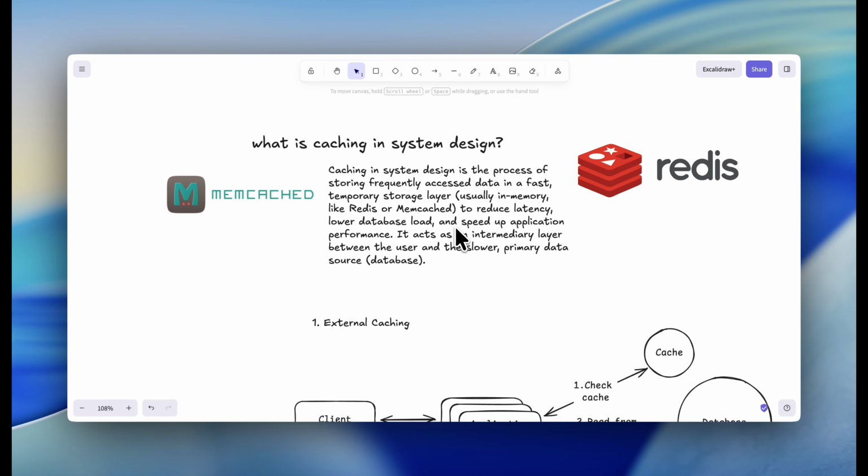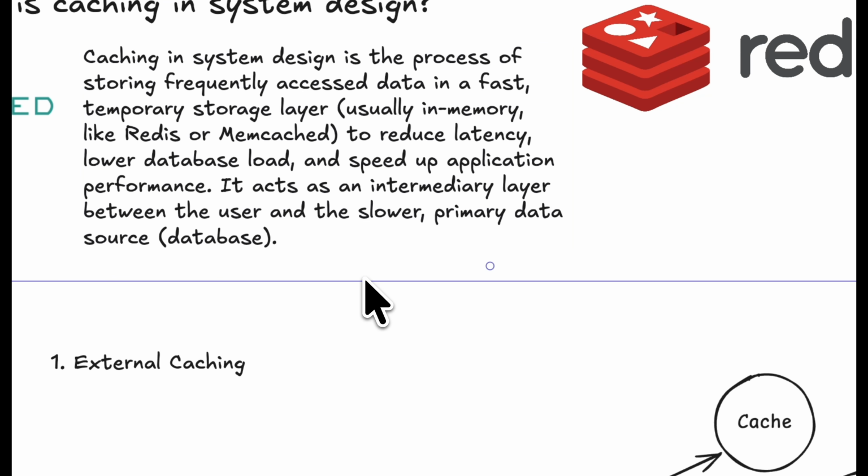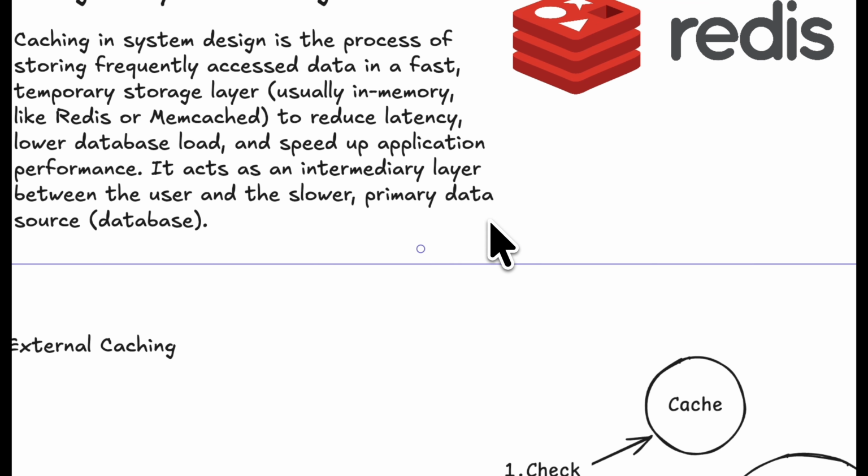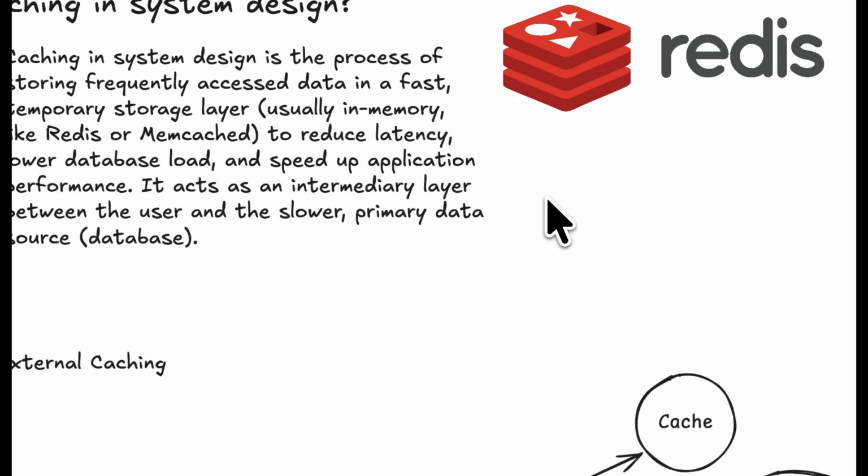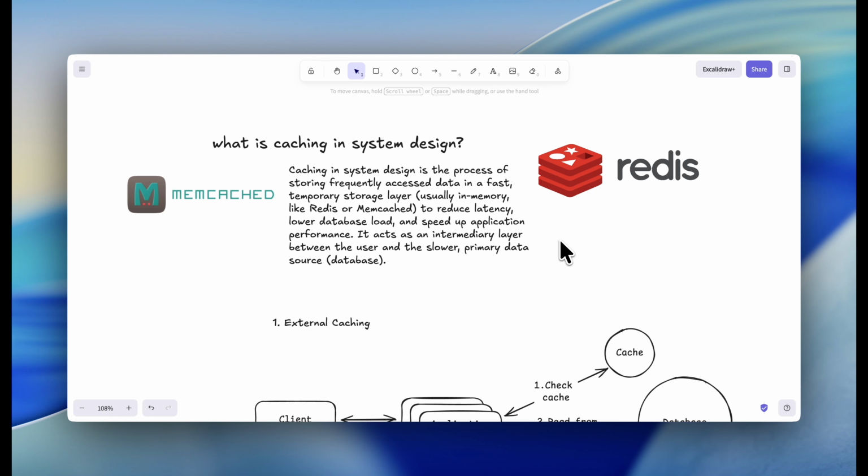So the purpose of caching is to basically reduce latency, lower database load, and speed up application performance. So basically, it acts as an intermediary layer between the user and the primary data source, right? In system design interviews, caching comes up almost every time you need to handle high read data, okay?